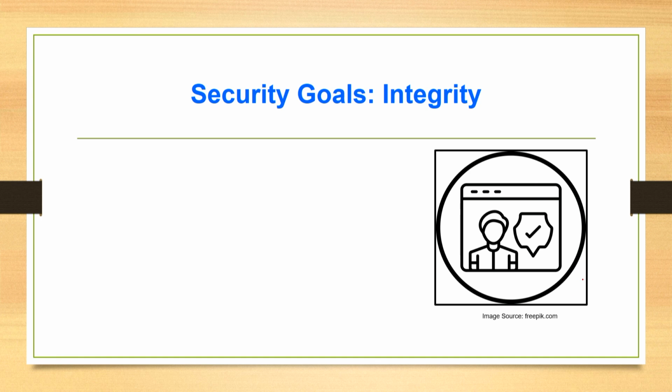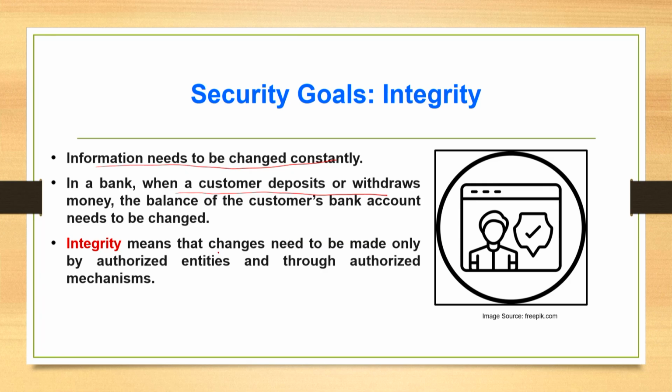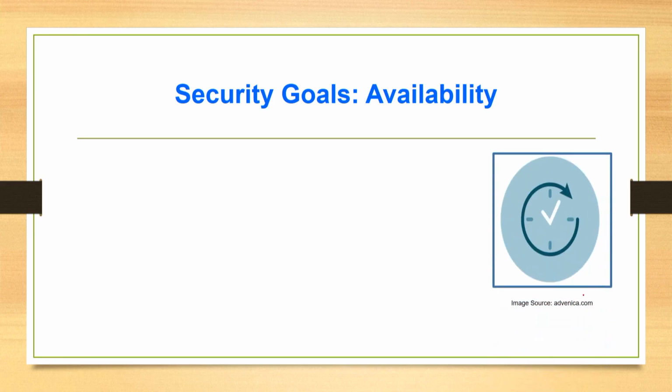Integrity means the accuracy and the consistency of the data. Sometimes information needs to be changed constantly. What happens in the case of a bank? When a customer deposits or withdraws money, the balance of the customer's bank account needs to be changed. In that case, integrity means that change needs to be made only by authorized entities and through authorized mechanisms only.